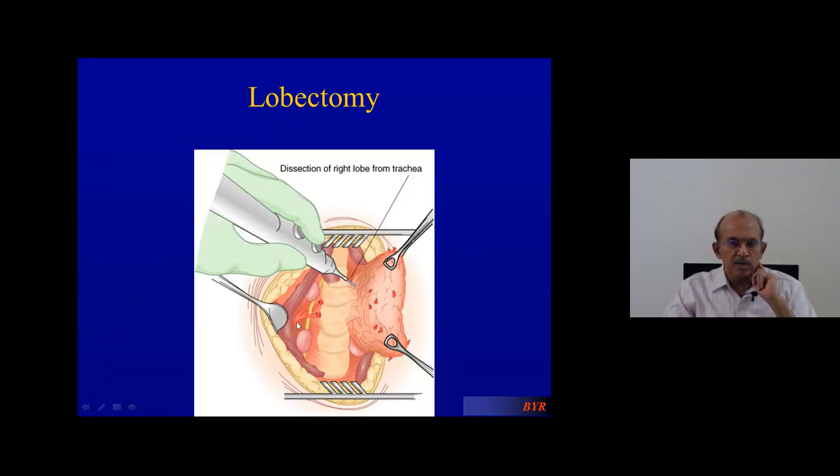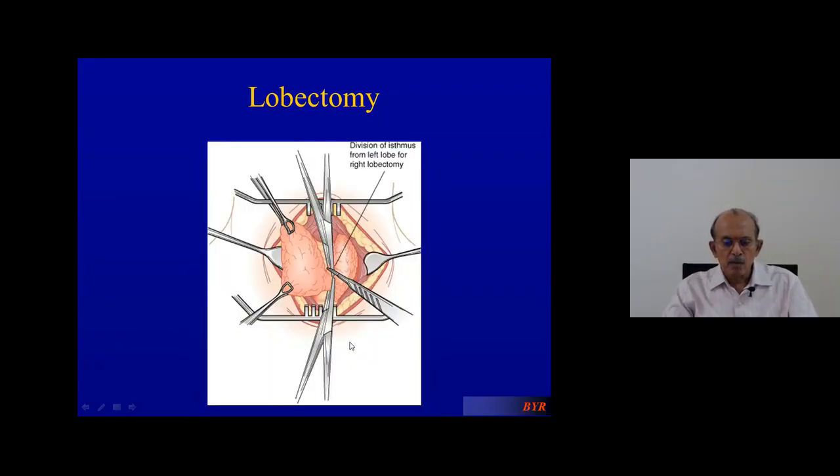The blood supply comes from the inferior thyroid artery. A branch will go to the parathyroid gland, so you must safeguard that branch also. Then only it will be vascular. Otherwise, it will become avascular and die. So this is the parathyroid separated. Parathyroid glands can be safely separated from the thyroid gland and kept aside.